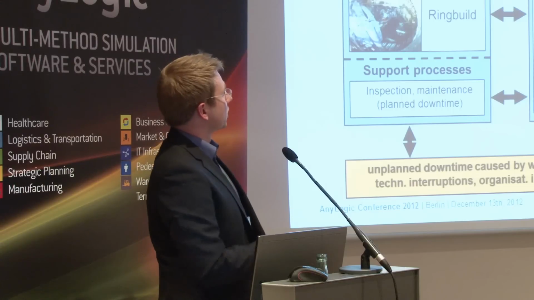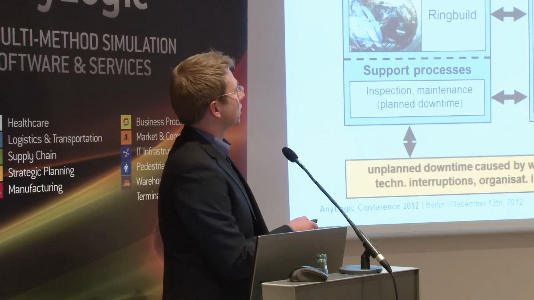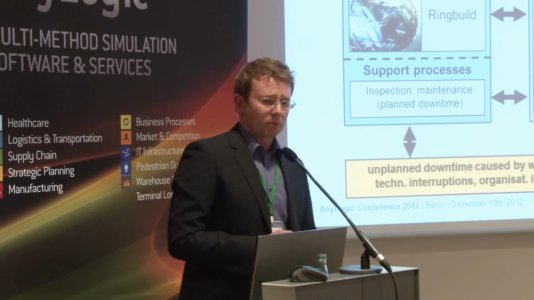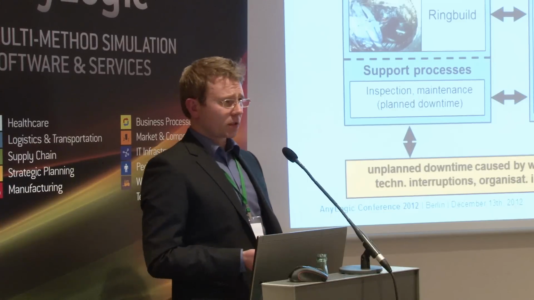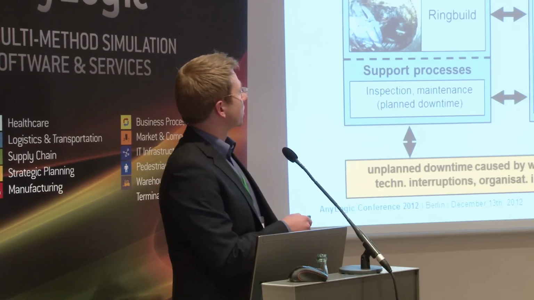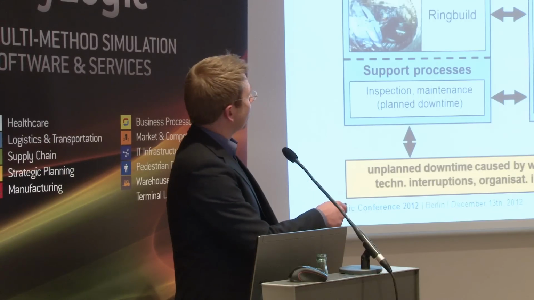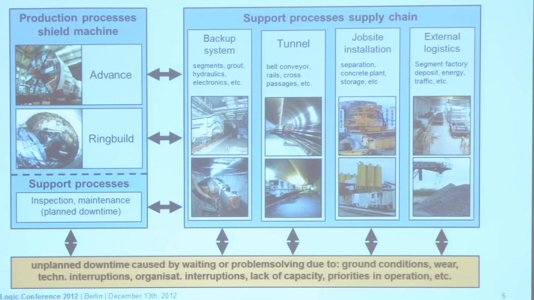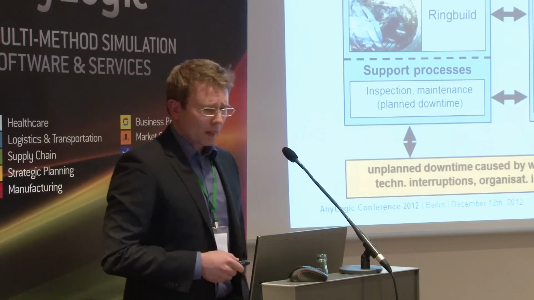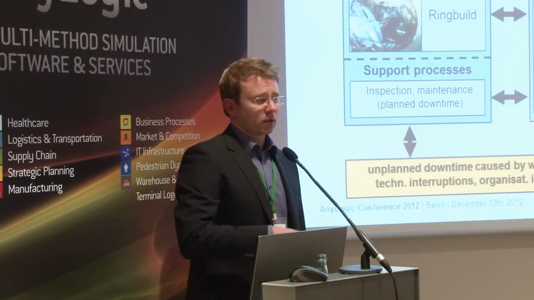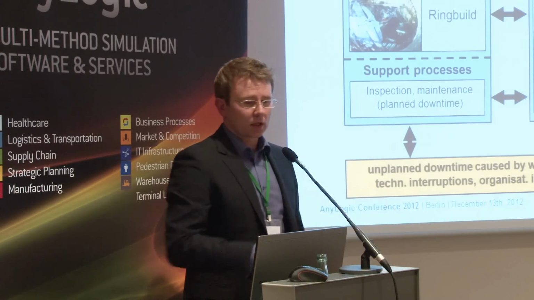We have support processes that are coming from the supply chain. The supply chain is divided into four pillars. As the backup system right behind the machine, we have segments, grouts, pumps, air ventilation installed there and stuff like that. We have the tunnel itself, where we have normally a belt conveyor or the rails or the passages of rails when you have several trains going in and out at the same time. We have the subsurface job site, where you have a separation plant, concrete plant, and management containers, and so on.